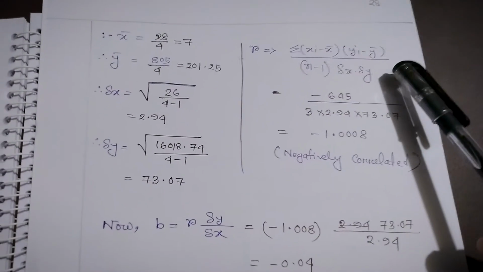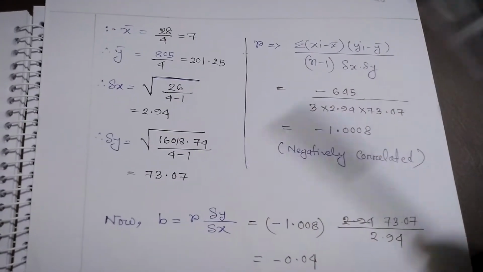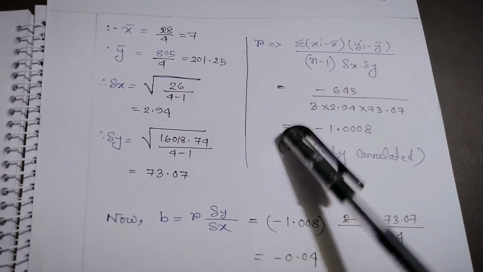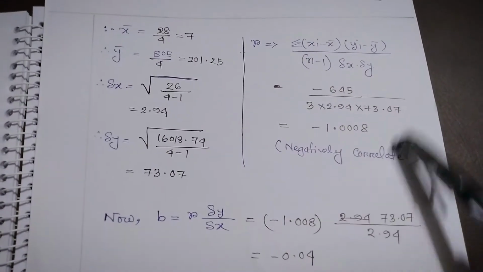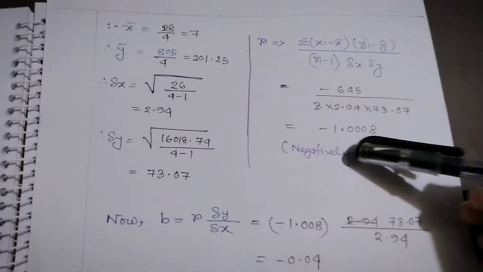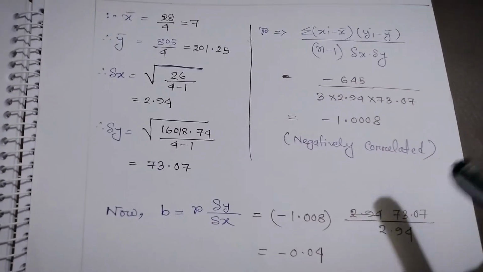When x is increasing, y is decreasing. When y is increasing, x is decreasing. So they are negatively correlated. One is increasing and another is decreasing.